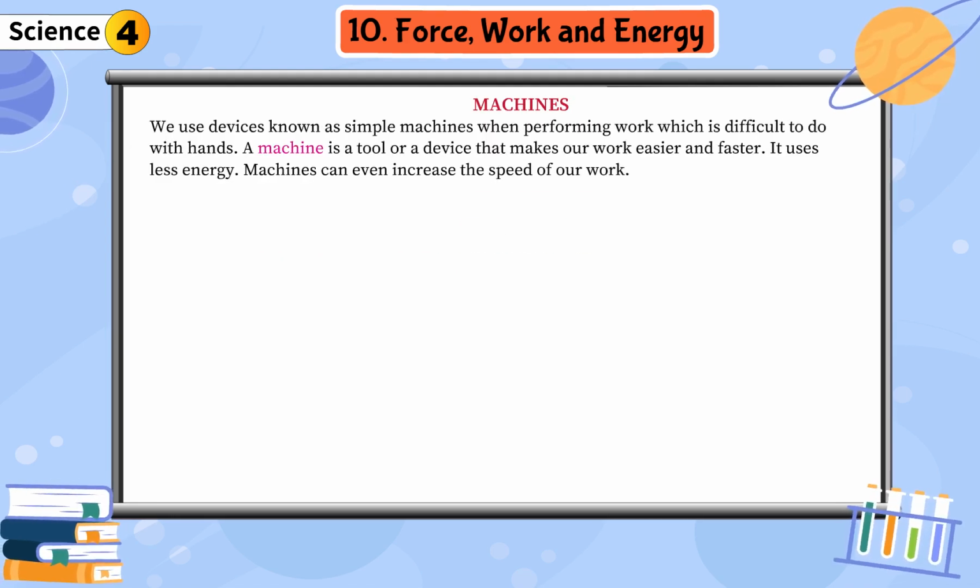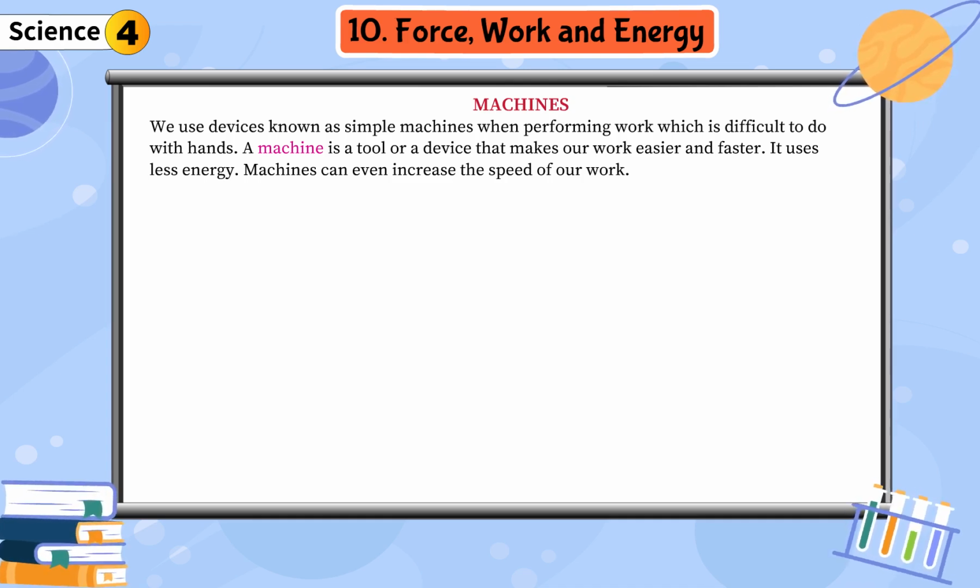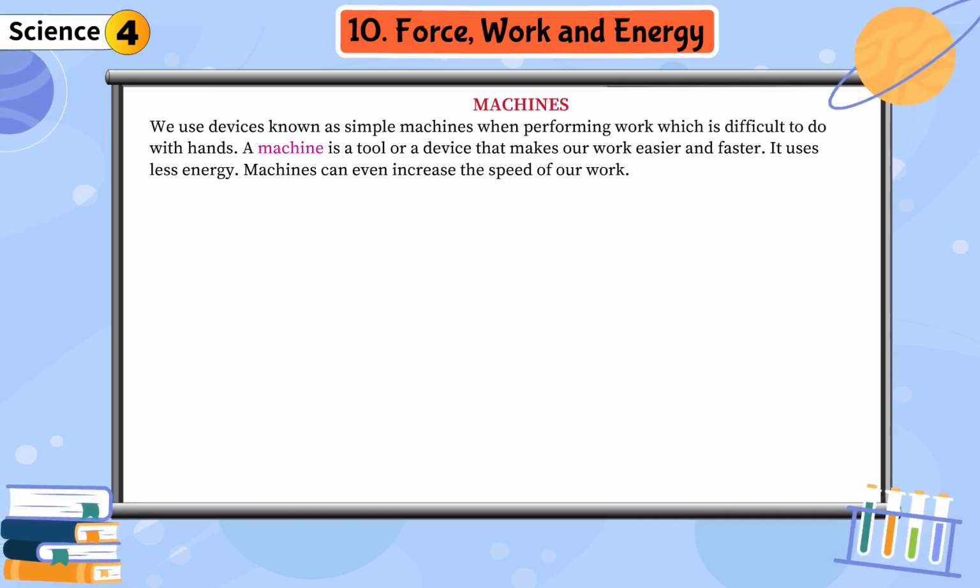Machines. We use devices known as simple machines when performing work which is difficult to do with hands. A machine is a tool or a device that makes our work easier and faster. It uses less energy. Machines can even increase the speed of our work.